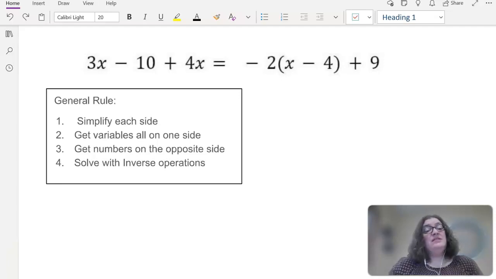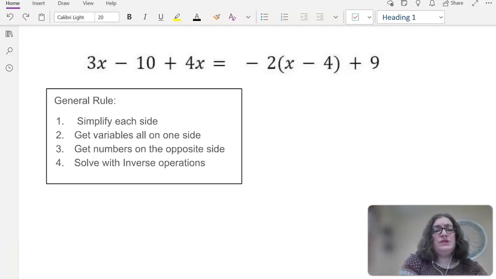Once we've done this, it should look like a normal equation that we've been solving, and so we'll then just continue solving using inverse operations of addition, subtraction, multiplication, or division. So let's jump in and get started on this first one.